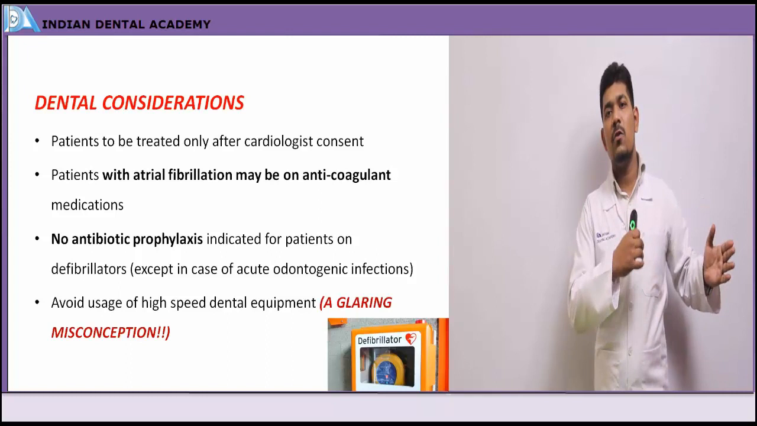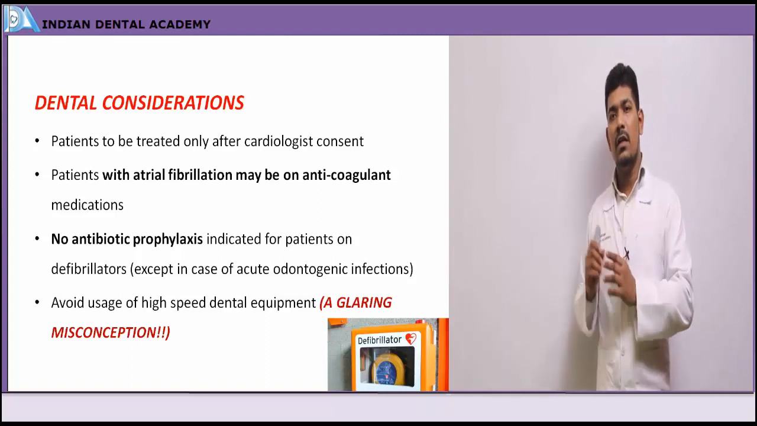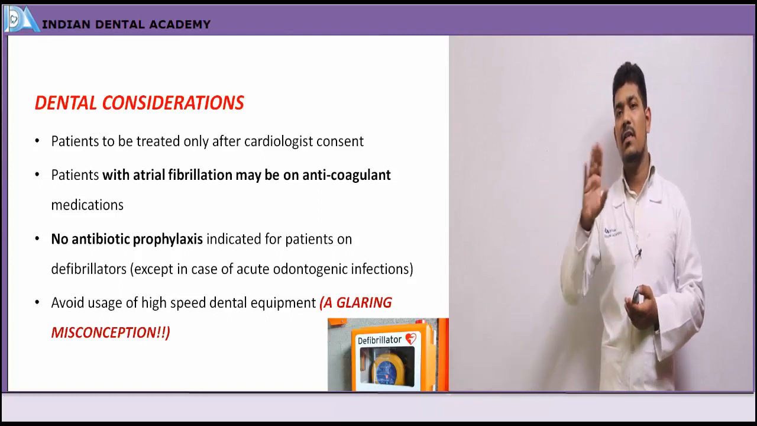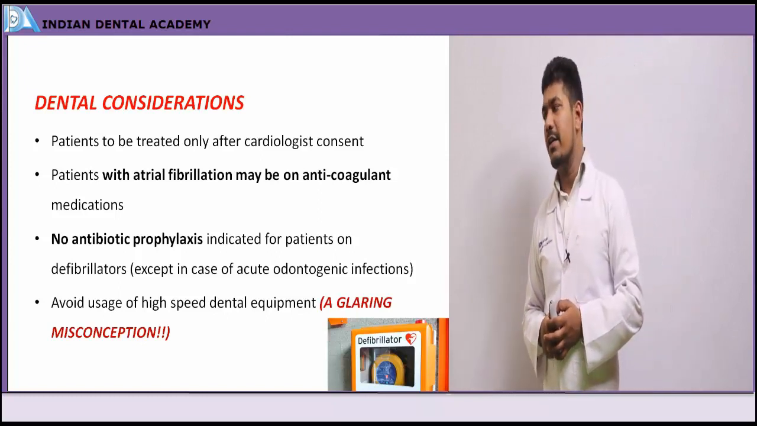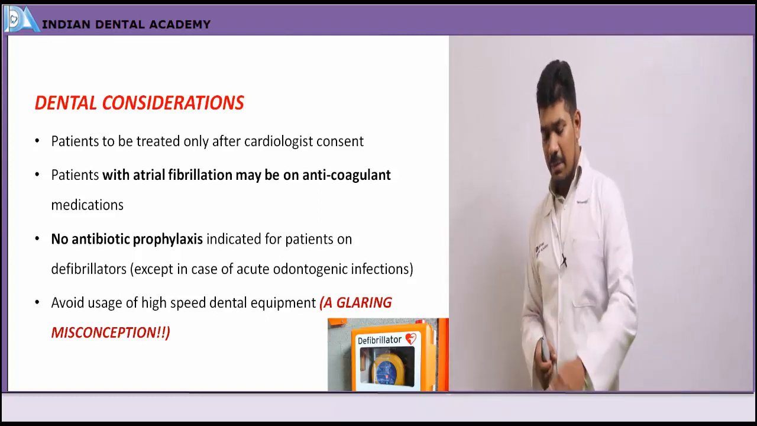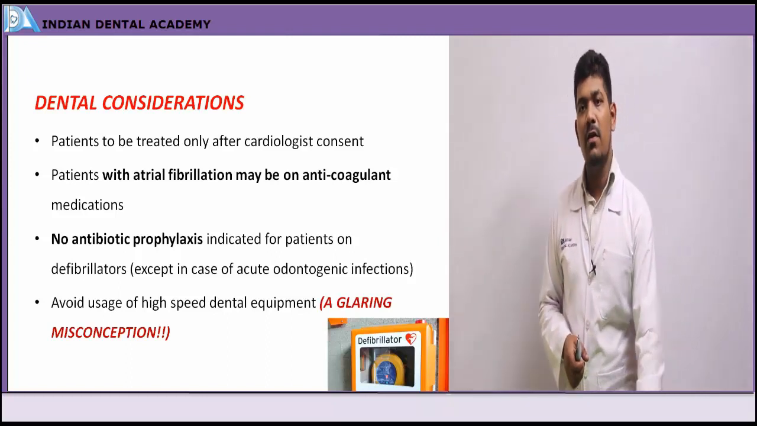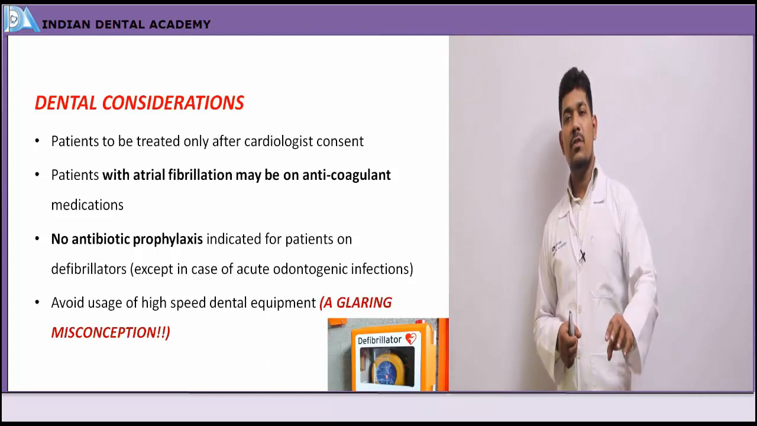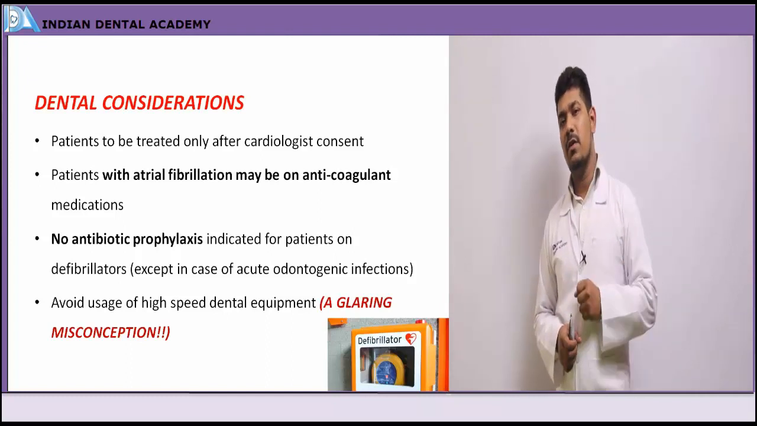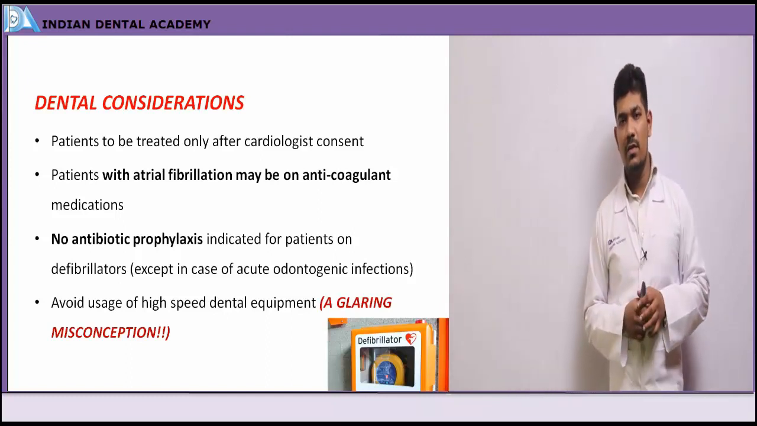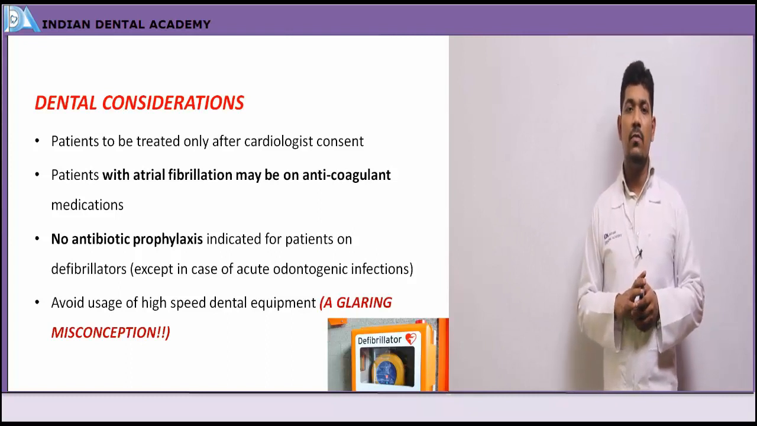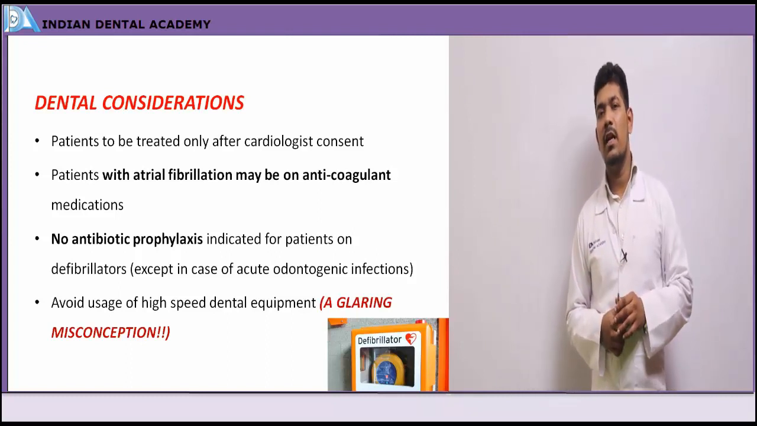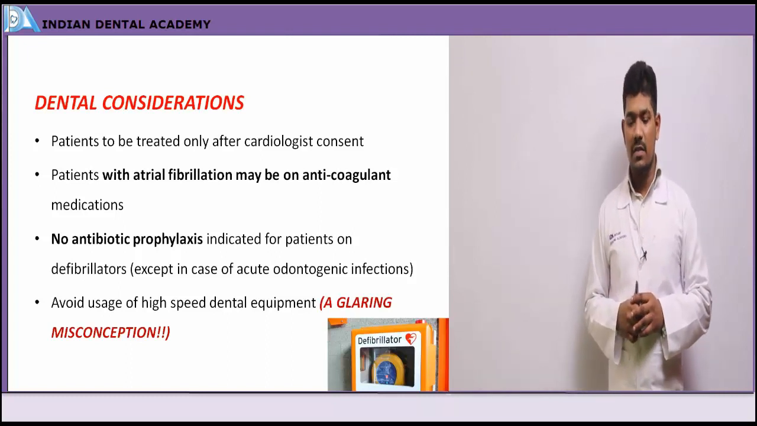All those guidelines hold good for patients with arrhythmia, since the primary line of treatment is the same as that of coronary artery disease. Now, except in cases of very acute oral infections or highly emergency kind of oral infections, such as acute periapical abscesses, there is no need for antibiotic prophylaxis for arrhythmic patients.